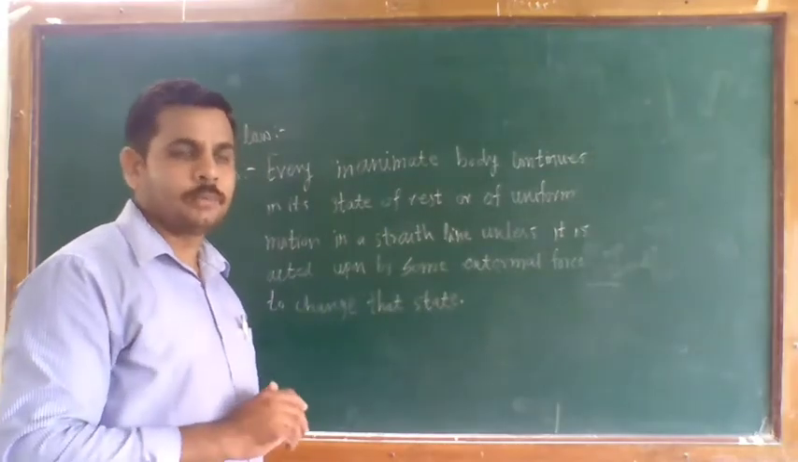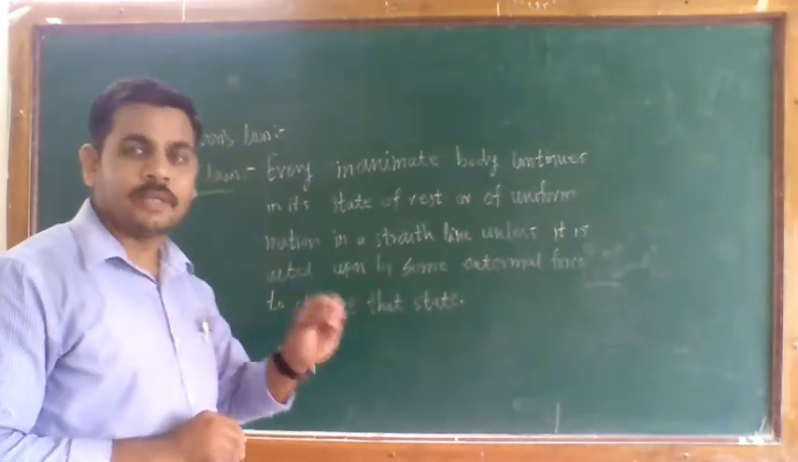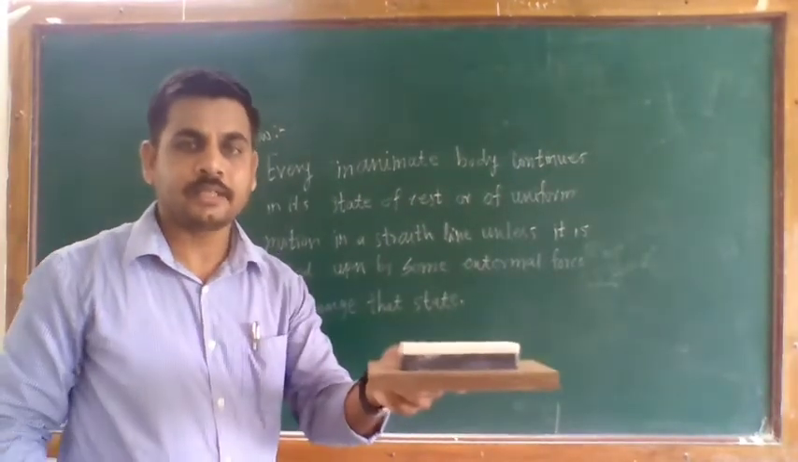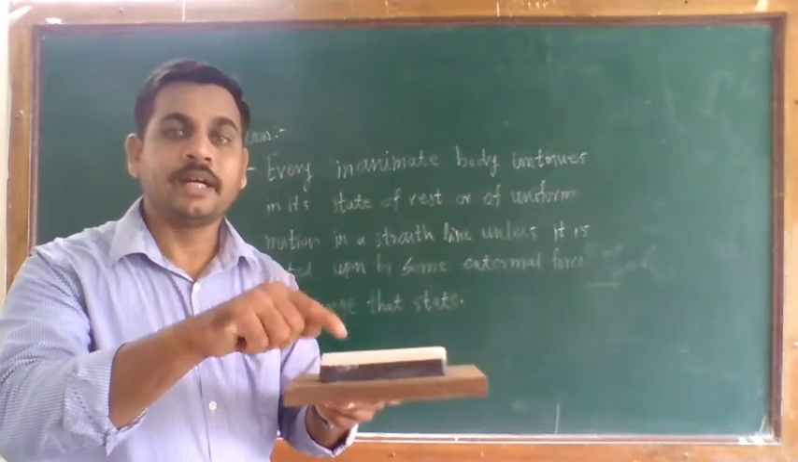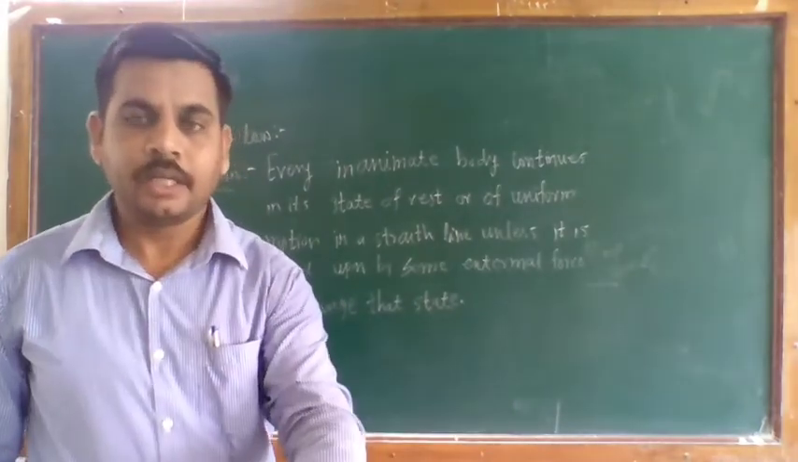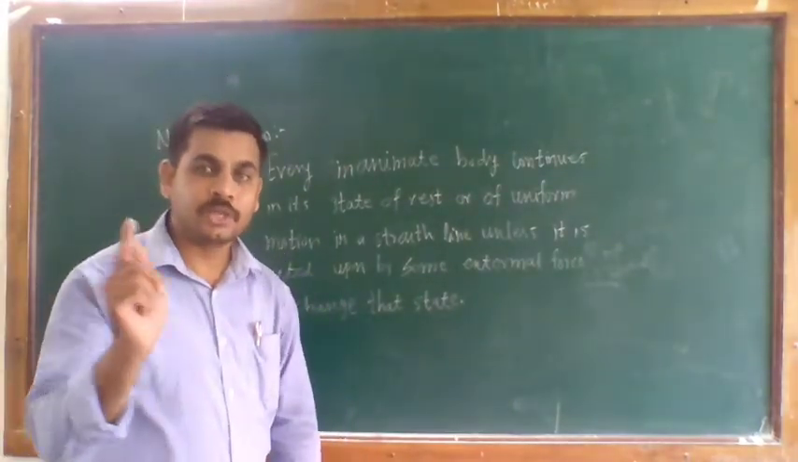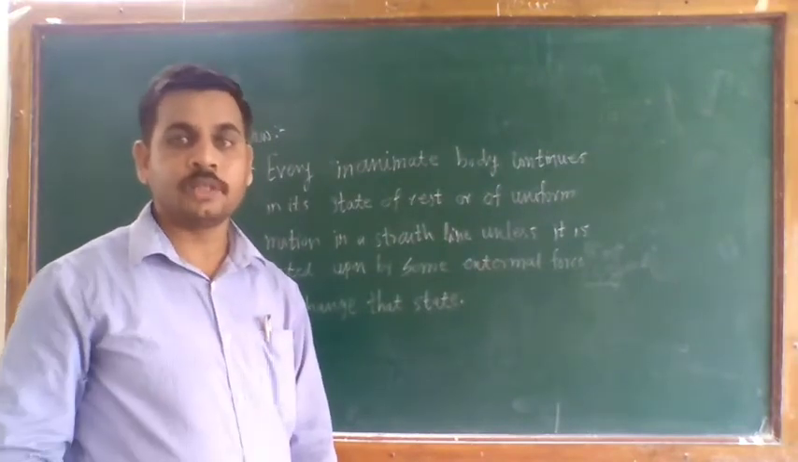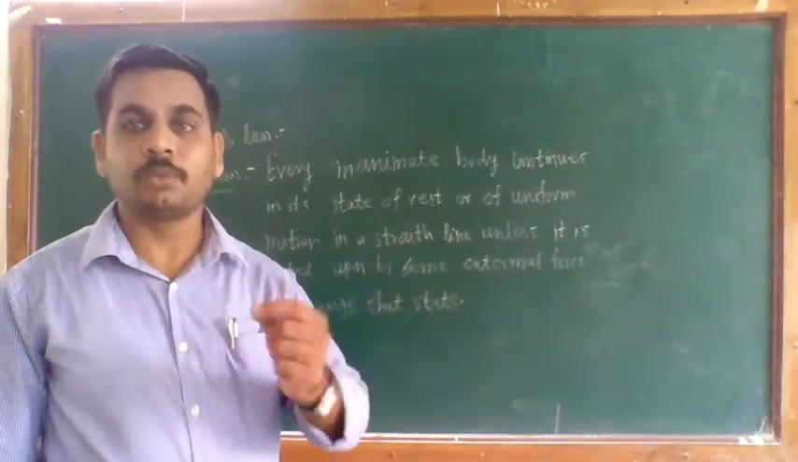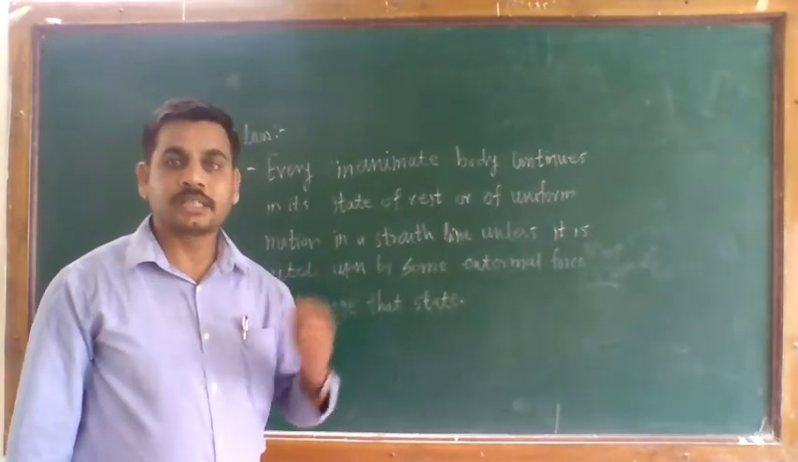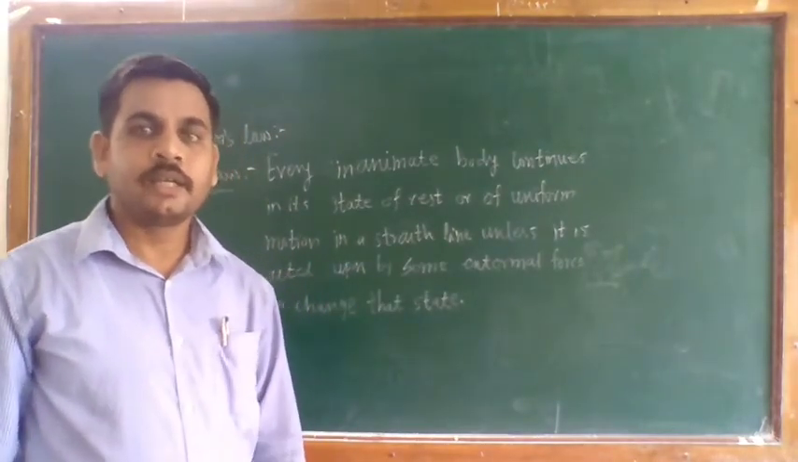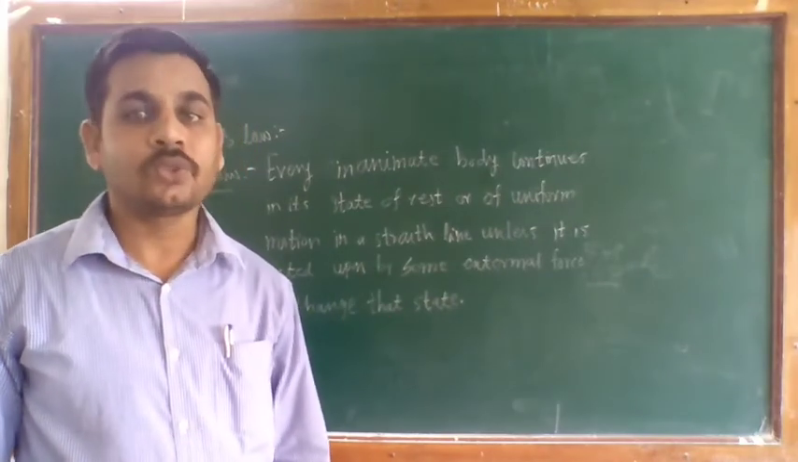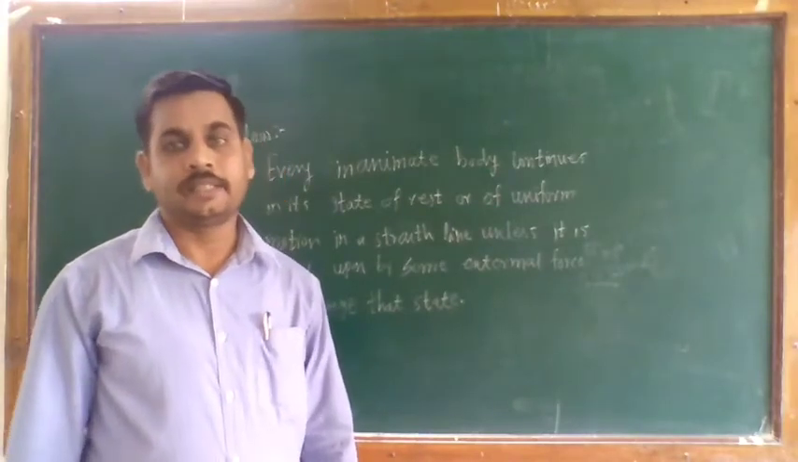In simple terms, if any object, like the duster I have here, is at rest, or if any object is continuously moving, then to change its uniform motion we need some external force to change its state. In that case its acceleration will change, or its velocity will also change.